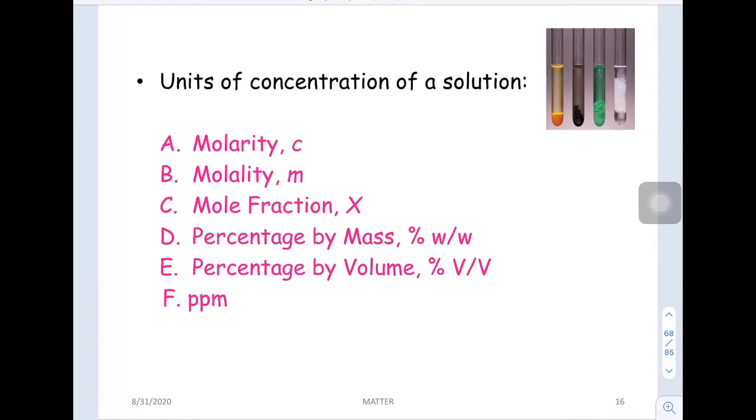There are several units of concentration that we can use when we want to express the concentration of the solution. Some of them are molarity, mole fraction, percentage by mass, percentage by volume, and ppm. So I will discuss with you the first two units of the concentration, and the other 4 will be your homework. Please search for the method to calculate them in your textbook.